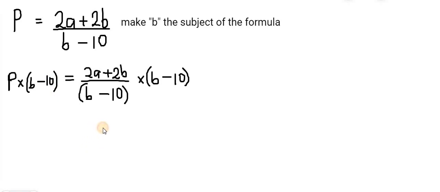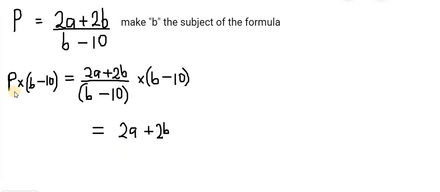Now, on the right, the b minus 10 at the bottom and the b minus 10 at the top get rid of each other, and I have 2a plus 2b. So the fraction is gone on the right.